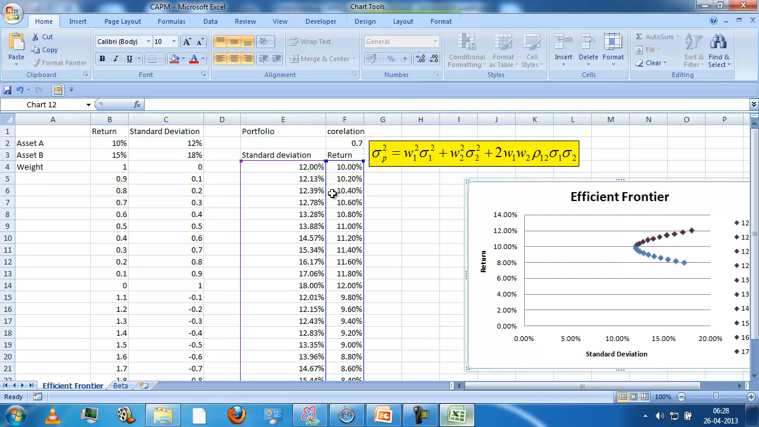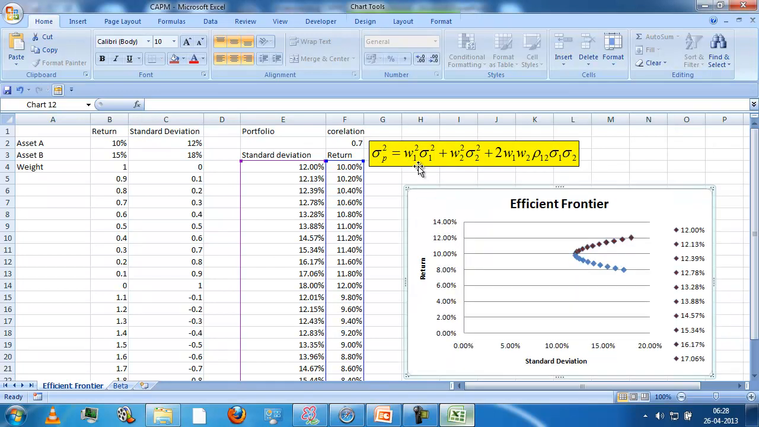For our portfolio with different weights of asset A and asset B, we have calculated the standard deviation as well as the return of our portfolio. The standard deviation of the portfolio is calculated by using this formula: the variance of the portfolio is equal to the weightage of that asset in the portfolio squared, multiplied by the variance of that asset. Similarly, for the other asset, we do the same. And we also need to know the correlation between the two assets to find out the variance or the standard deviation of the portfolio. So by using this formula, we have calculated the standard deviation of the portfolio for all the different weights.